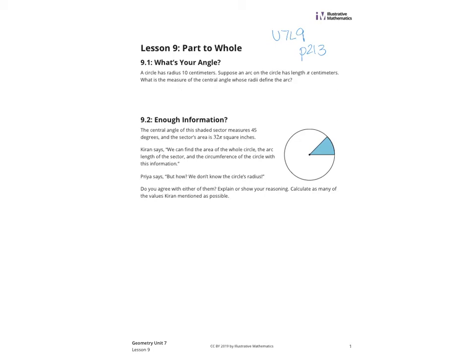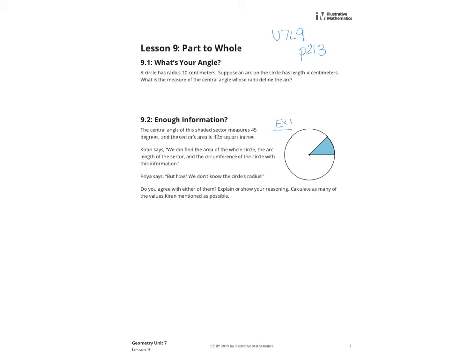The difference here is our unknown is not going to be the sector area or the arc length. Our unknown is going to be our theta or our radius. So we're going to have to use algebra to solve for our missing variable. So let's take a look at 9.2. Let's call this example 1.